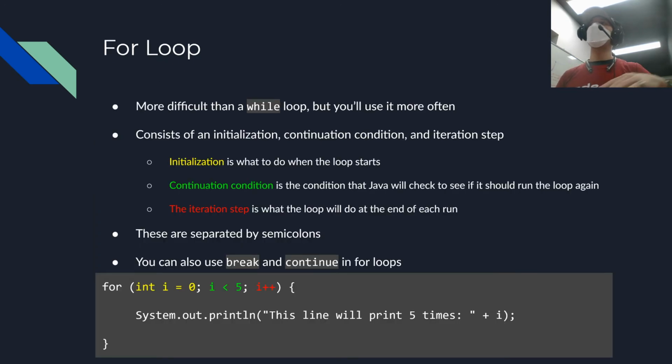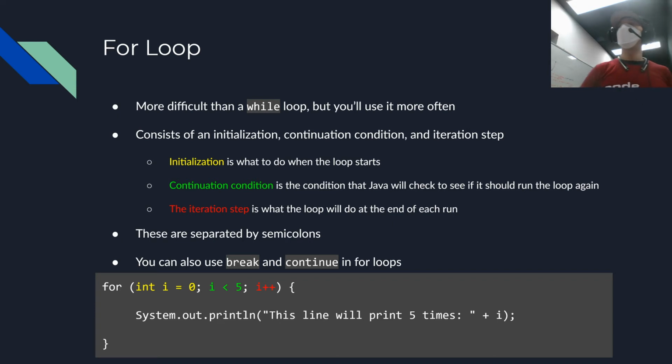Moving forward to for loops, okay? This is more difficult to write than a while loop. There's a lot more stuff to type, but you're likely going to use this more often, okay? Because with a while loop, you kind of don't know when it's going to end. For a for loop, you're normally like, I have 20 things, and I just want to do it for these 20 things. That's usually what you use a for loop for, okay?